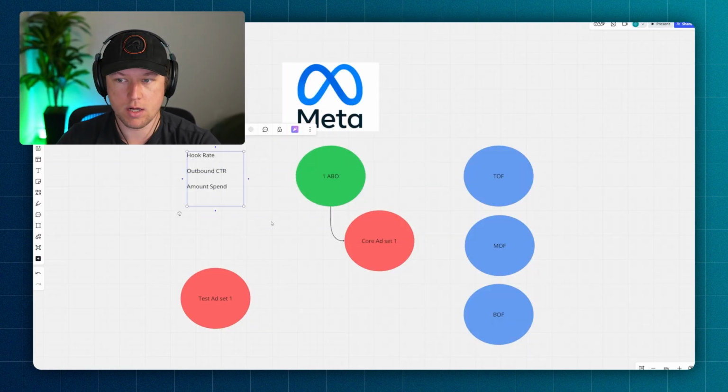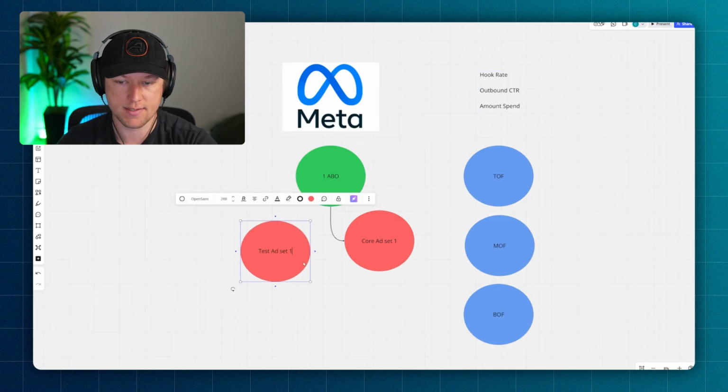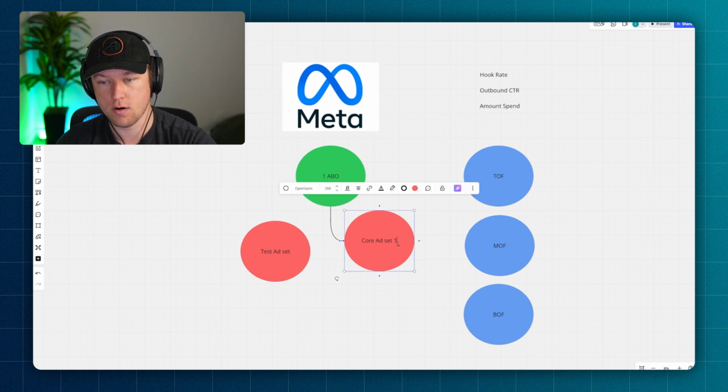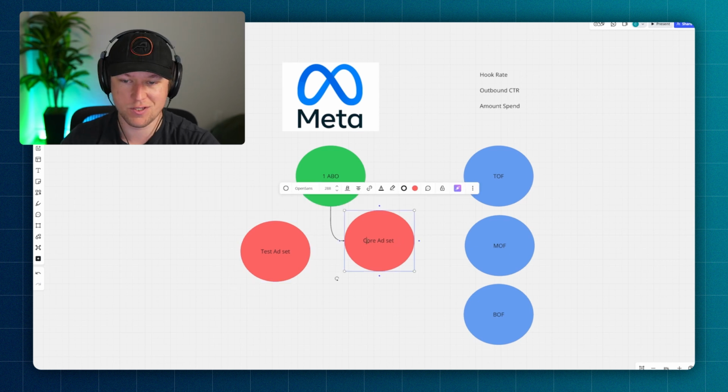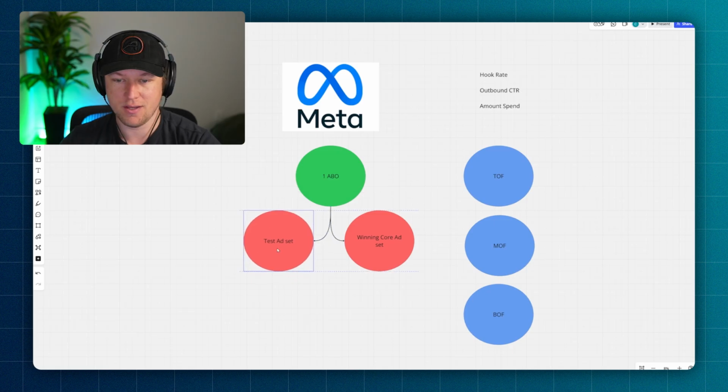What a lot of people tend to say is that you have an ABO, and then you have a test ad set and then a core ad set, or your main ad set, or let's just say the winning core ad set. So they say you have an ad set to test, you have an ad set that has the winners in it, and then you carry over the test ads to the winners.